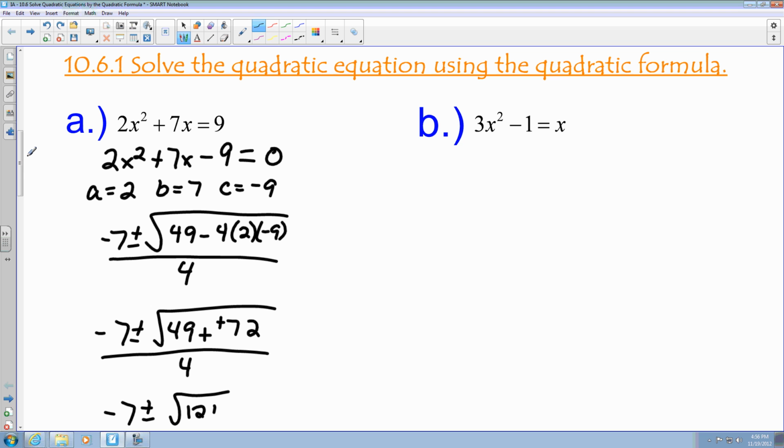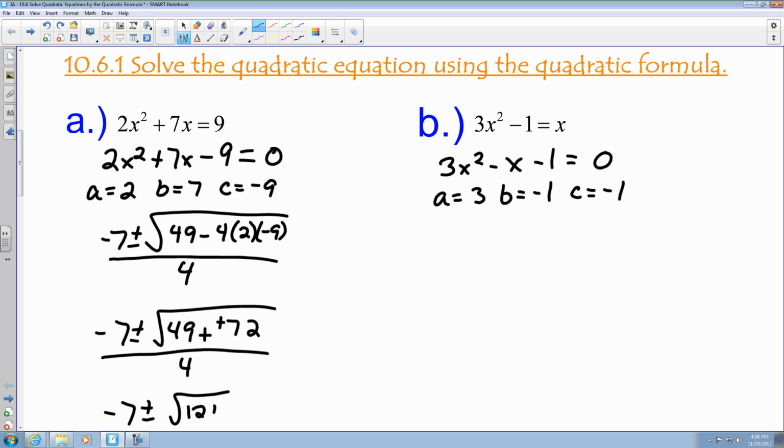Let's look at B. We have 3x squared minus 1 equals x. Just like in the first one, I want to get it set equal to 0. So I have 3x squared minus x minus 1 equals 0. I put it in this position because I wanted to get it in a, b, and c order. So I know that my a would be 3, my b would be negative 1, and my c will also be negative 1.